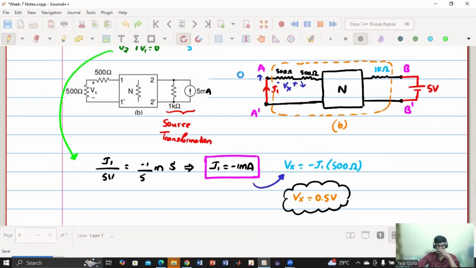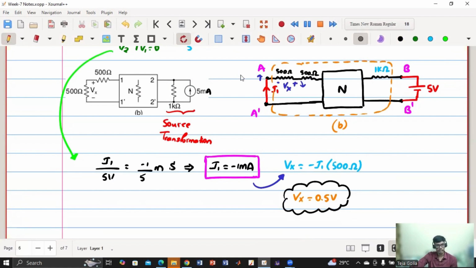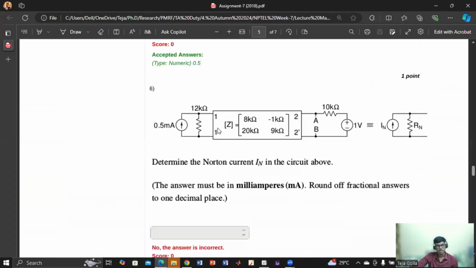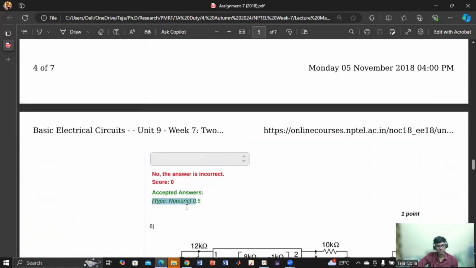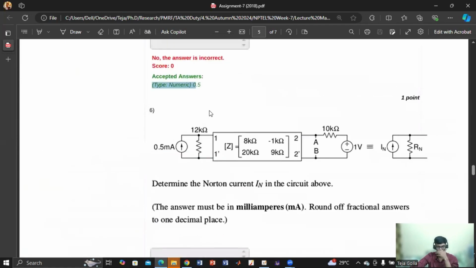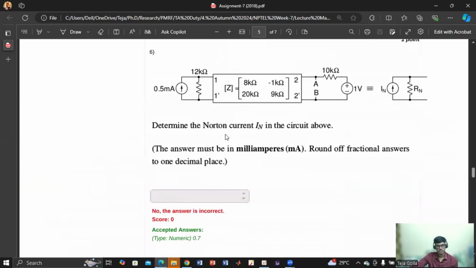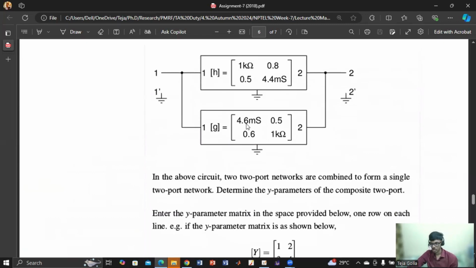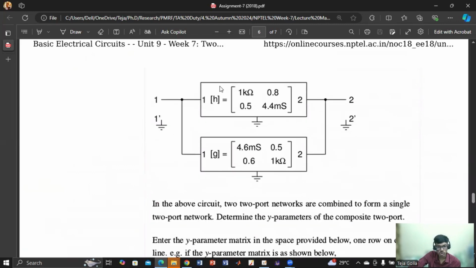So that's why I have selected this problem for today's discussion. Is that clear? Okay, let us check whether Vx is 0.5 or not. So this is 0.5, yeah. So problem number 5, it is 0.5. Is that clear? Or do you have any doubts? Yes, sir. Clear. Okay.